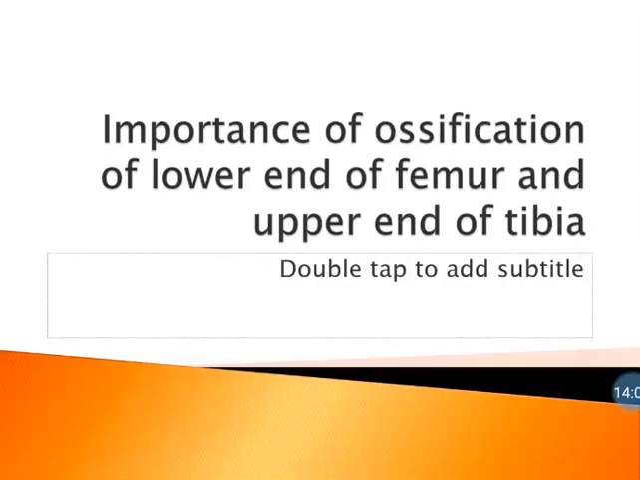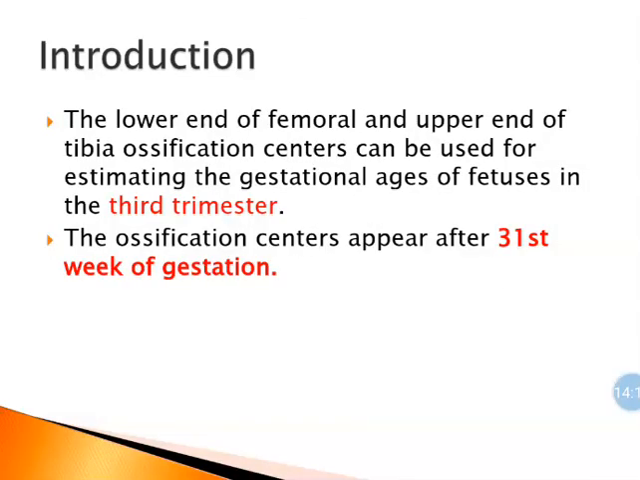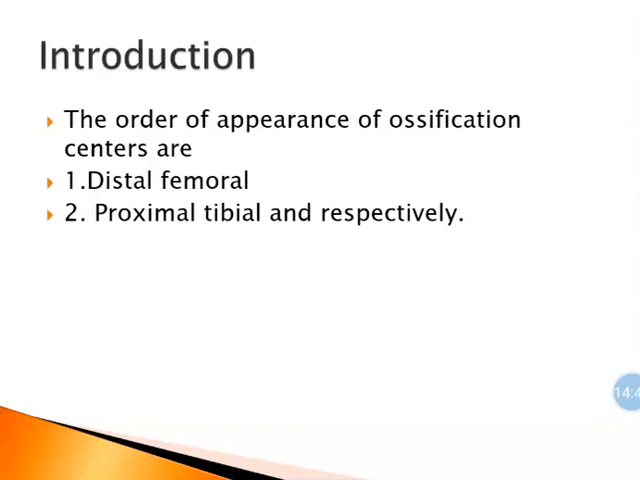Then we go to importance of ossification of lower end of femur and upper end of tibia. The lower end of femur and upper end of tibia ossification centers are used for estimating gestational age of fetuses in the third trimester, as these ossification centers appear after 31st week of gestation. The order of appearance of ossification centers is first the distal femoral, followed by proximal tibial.